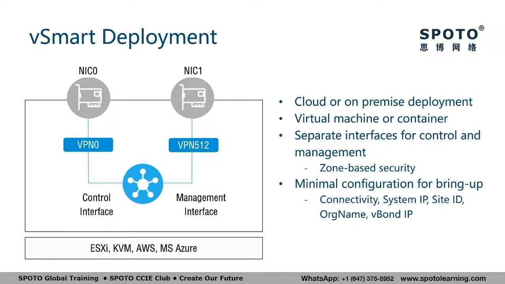vSmart deployment, it's the same, right? You have 2 interfaces, one for service control, the other is for management interface. They have zone-based security, and you need minimum configuration for connectivity: system IP, site ID, organization name, and vBond IP.